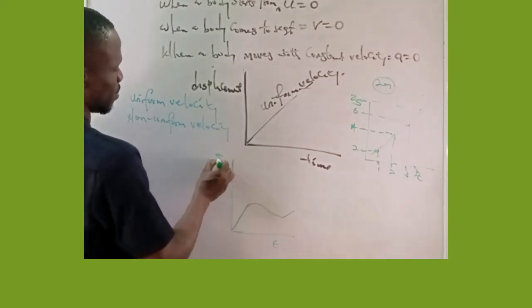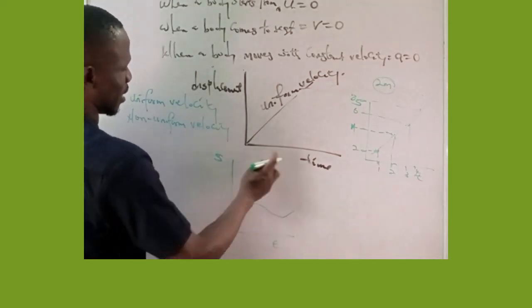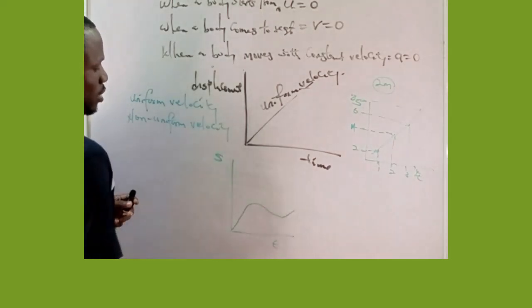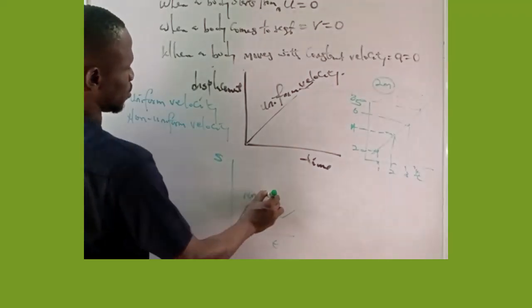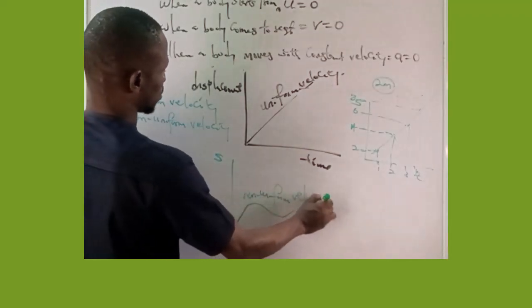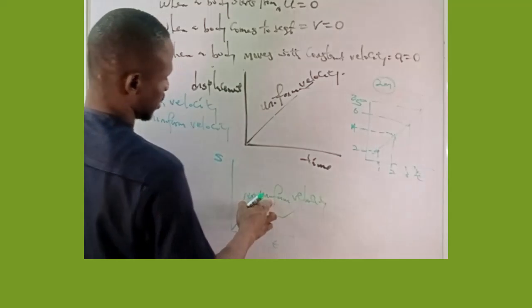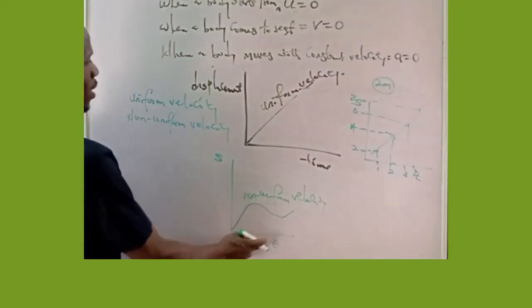When you have displacement over time, you remember that the gradient is a velocity, so it's a non-uniform velocity because it is not a straight line. Remember, why is it velocity? Because velocity is distance over time.